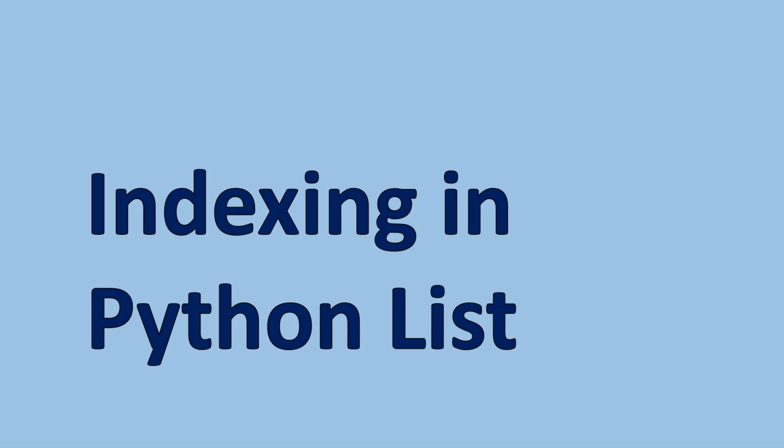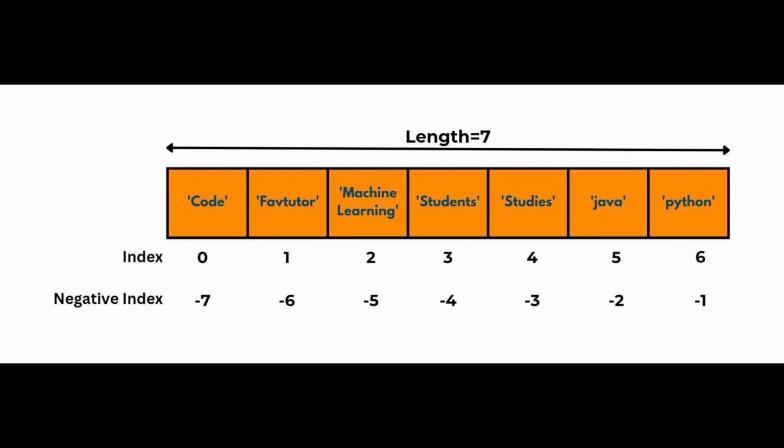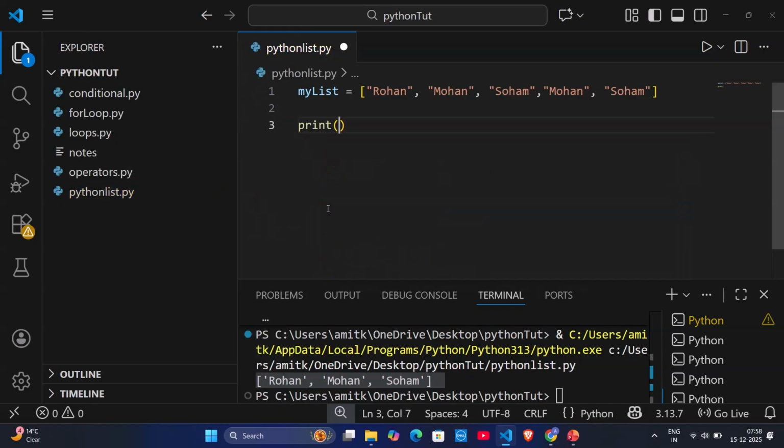Let's learn indexing in Python list in detail. Indexing means accessing an element from a sequence using its position number. Python uses zero-based indexing. First element is at index 0, second element is 1, and so on. Python also supports negative indexing where -1 is the last element, -2 is the second last element, and so on. Let's understand through coding demonstration.